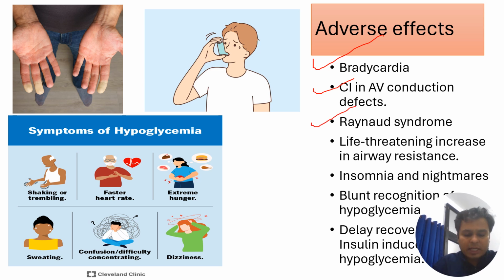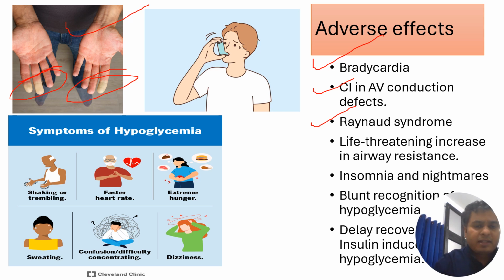Raynaud syndrome is a type of peripheral vascular disease where the small end arteries of the fingers are constricted, and you can see the pale signs. The tip of the fingers have become pale on exposure to cold, as you can see in this diagram. So if the patient is suffering from any peripheral vascular disease like Raynaud syndrome, beta blockers can precipitate it. So again, the use of beta blockers should be avoided in such patients.